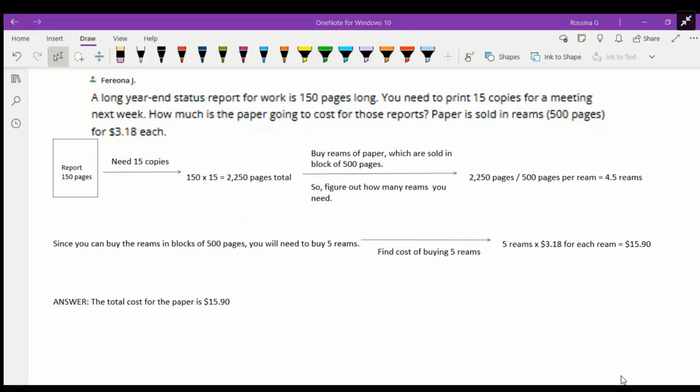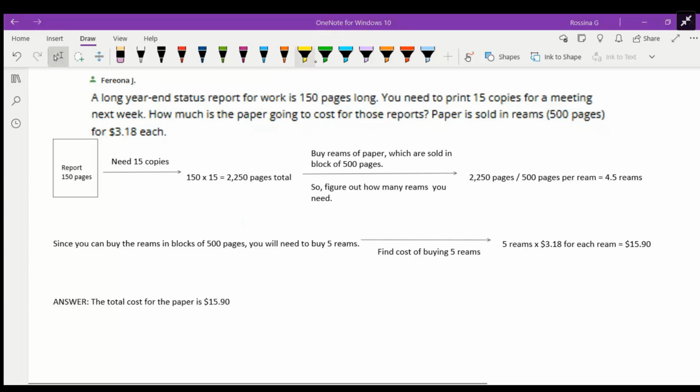So let's get right into it and help this person out to solve this problem. A long year-end status report for work is 150 pages long. You need to print 15 copies for a meeting next week. How much is the paper going to cost for those reports? Paper is sold in reams, 500 pages for $3.18 each.